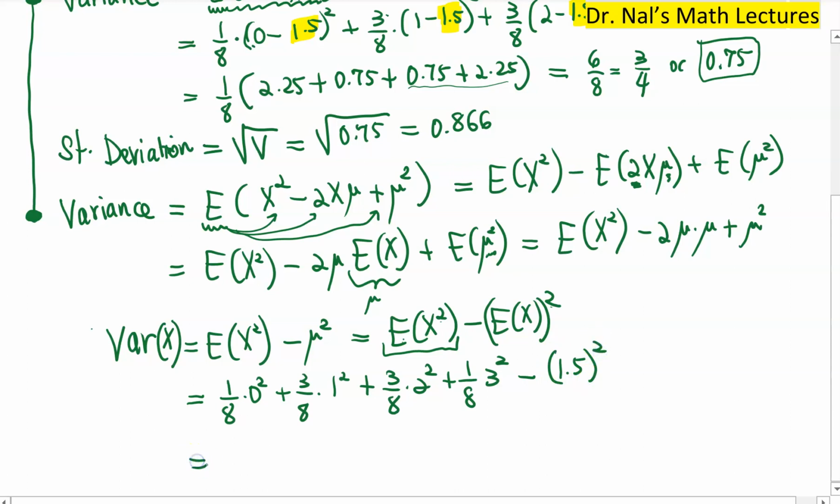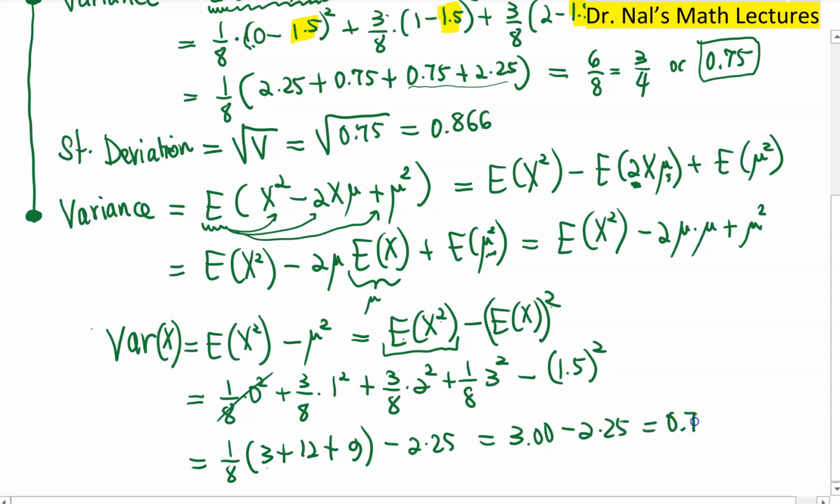That's pretty much it. So we can just factor out the 1/8. So what's left here is, well, actually this one is totally gone. So 3 plus 3 times 2 square, which is 12, plus 3 square, which is 9, and minus 2.25. And indeed this is 3 plus 12, 15 plus 9, 24. 24 over 8 is 3. 3 minus 2.25 just ends up being 0.75, which is exactly the same answer. So now you learn 2 different ways to calculate the variance as well.